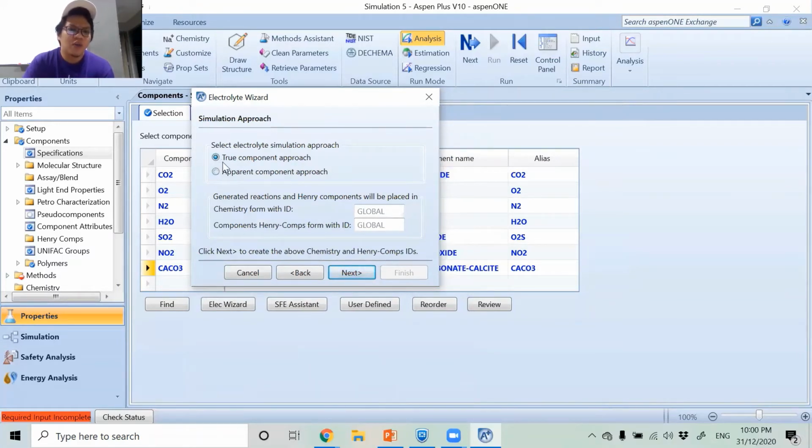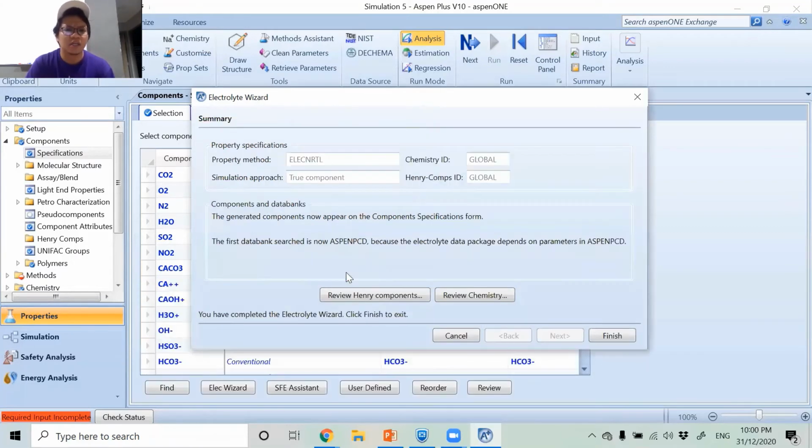And then you have the option to use a true component approach or a parent component approach. I will choose the true component approach, and I will explain later why I choose it and what it means to have a true component approach versus a parent component approach. And then you just need to click next.